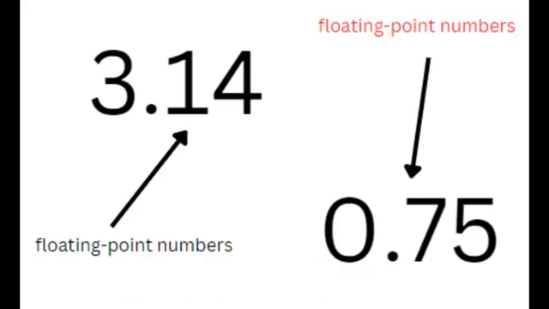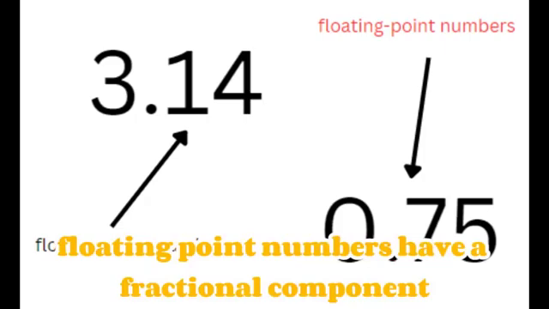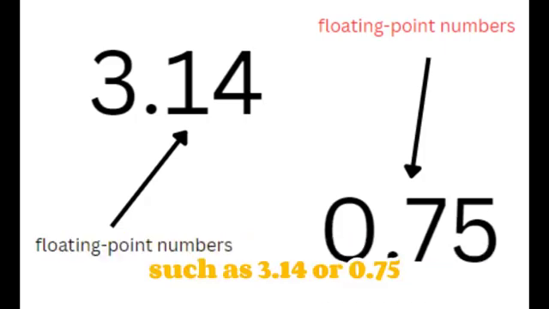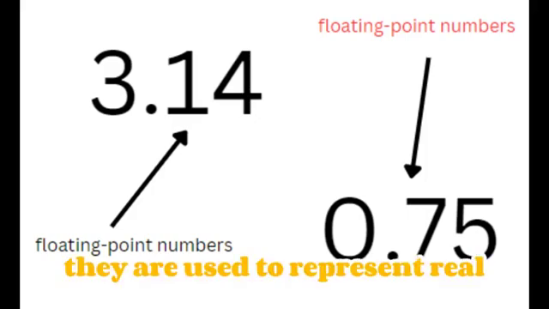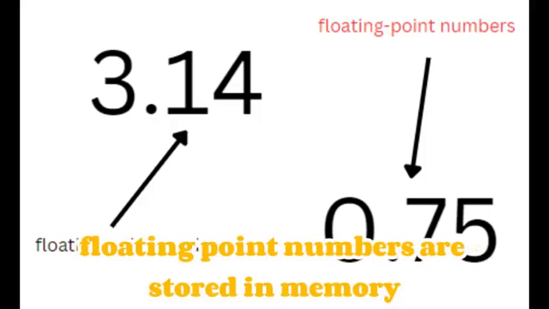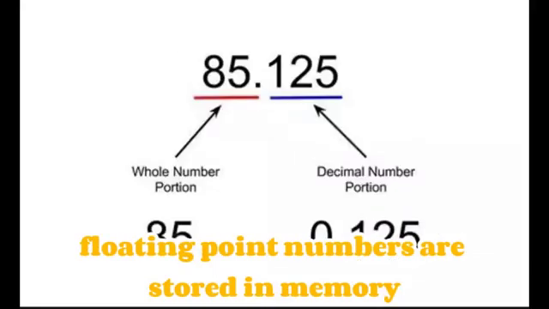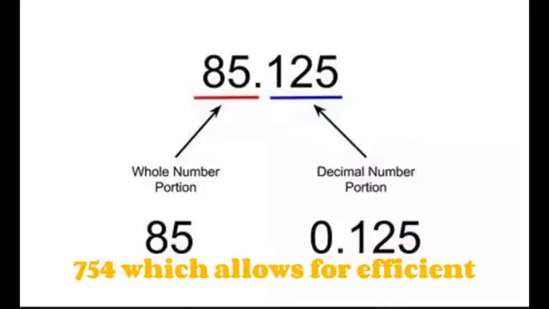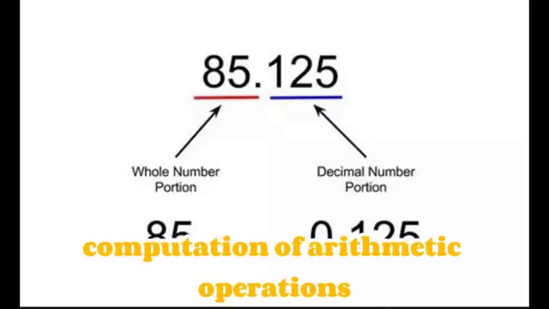On the other hand, floating point numbers have a fractional component, such as 3.14 or 0.75. They're used to represent real-world values that require more precision than integers. Floating point numbers are stored in memory using a format called IEEE 754, which allows for efficient computation of arithmetic operations.